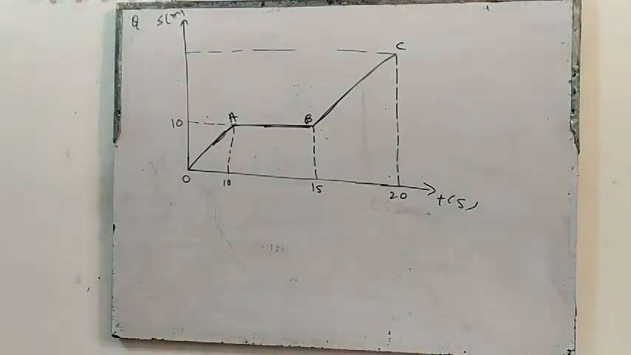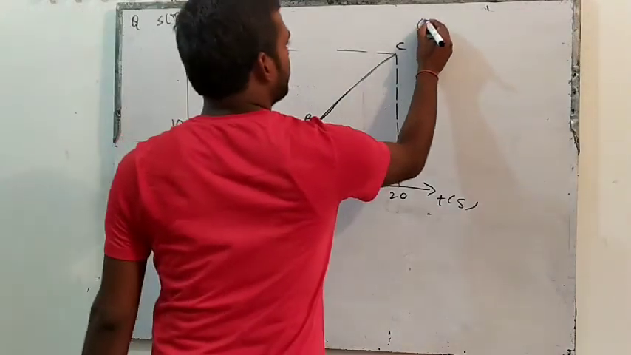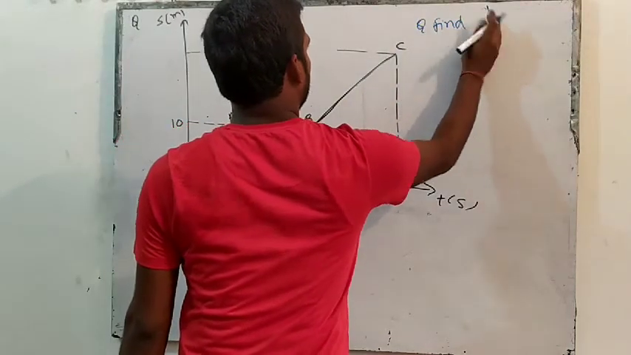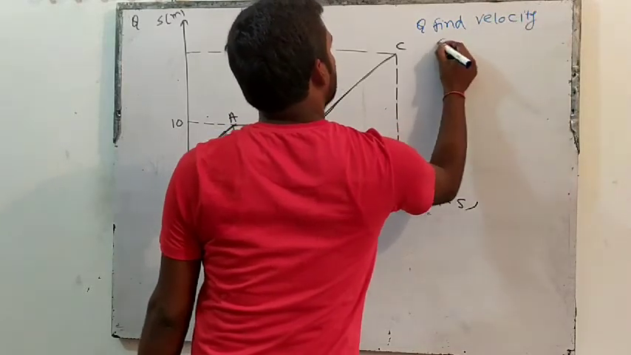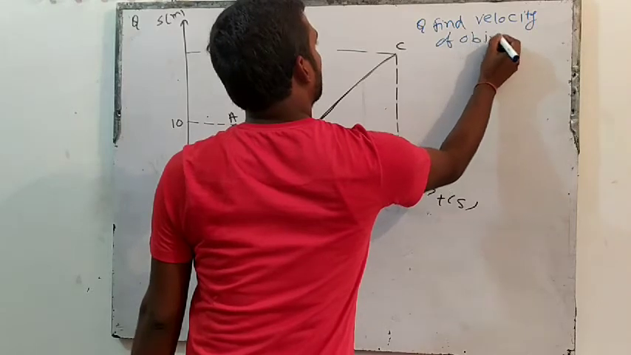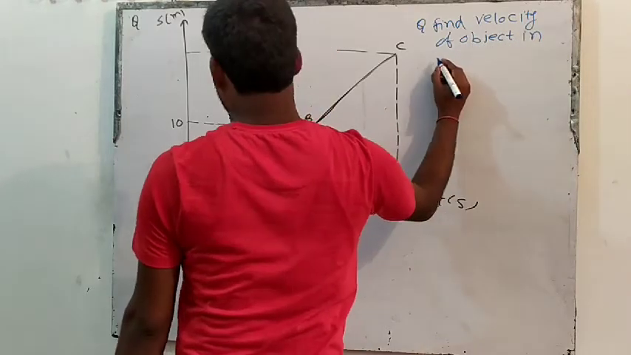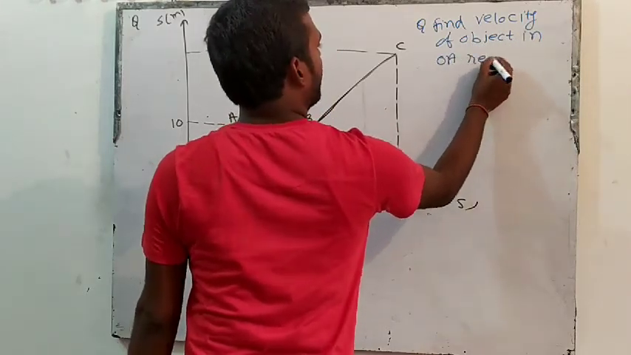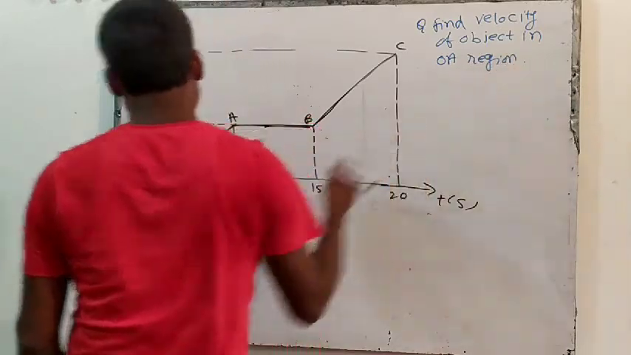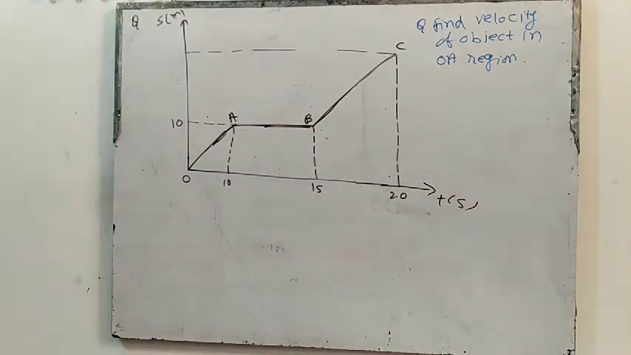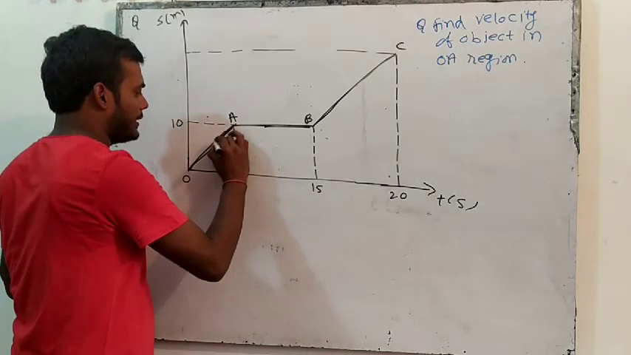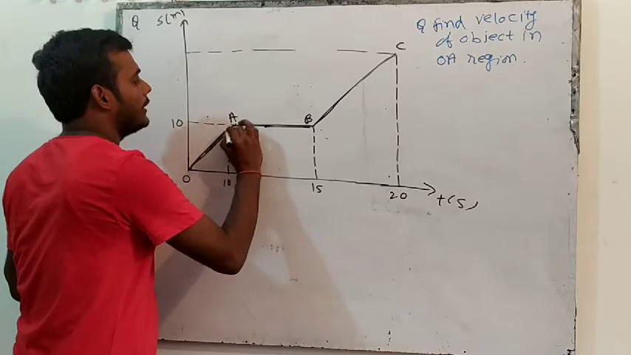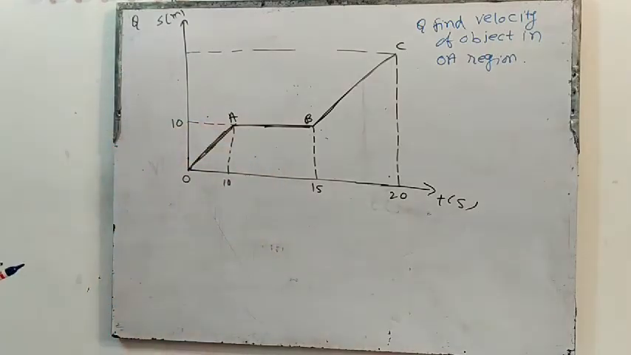First question: find velocity of object in OA region. In which region do you have to find velocity? In the region OA. So in this region, what is the velocity of this object? O to A. This is the graph. So what is the velocity of this?